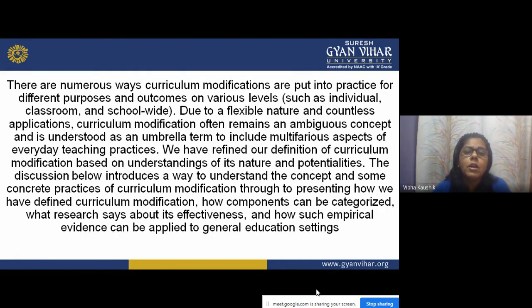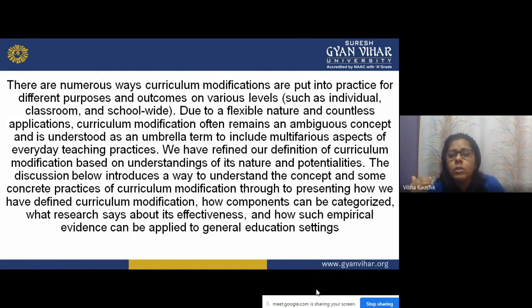There are numerous ways curriculum modifications are put into practice for different purposes. By using these various numerous ways, we can put curriculum modification into practice for different purposes. These different purposes can be used for curriculum modification, and the outcomes we have achieved on various levels, such as individual, classroom, and school-wide.